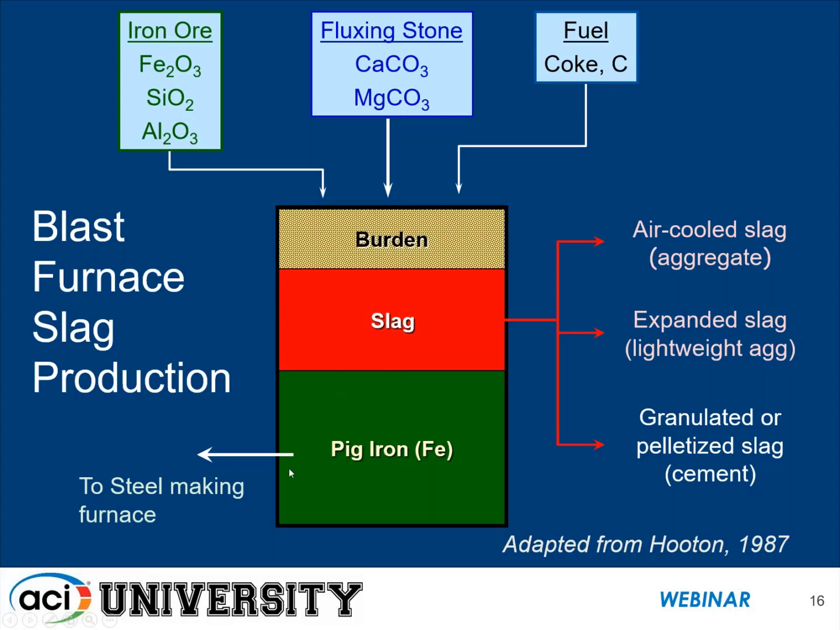So what they do is they tap off the furnace. The iron's tapped off every couple of hours and goes to a steel making furnace to turn the iron into steel, and the slag is tapped off separately, the liquid slag. And it can be treated in different ways. It can be just dumped on the ground, air cooled, and it can be broken up for use as aggregate. It can be slightly expanded to make a lightweight aggregate, or it can be granulated to make a glassy material, which is what we get as a supplementary cementitious material.